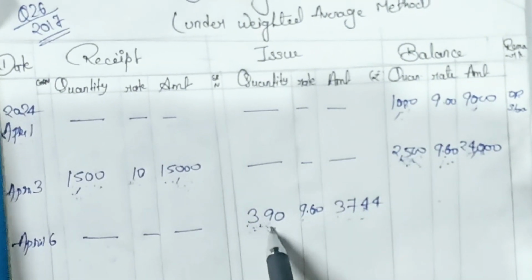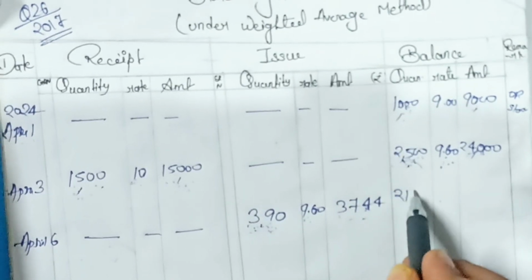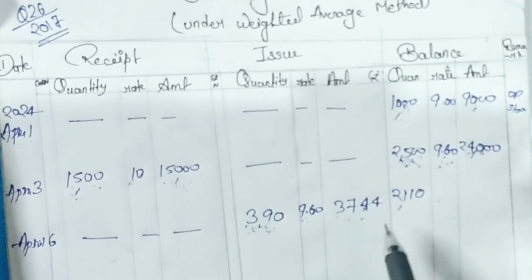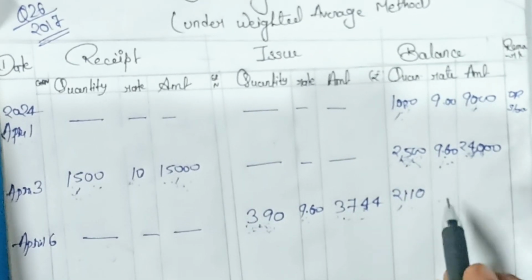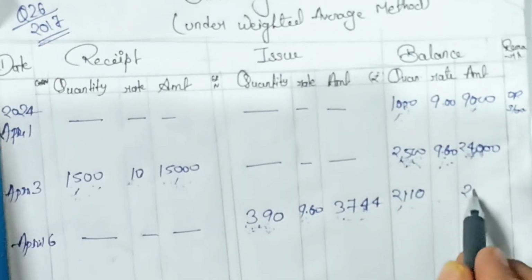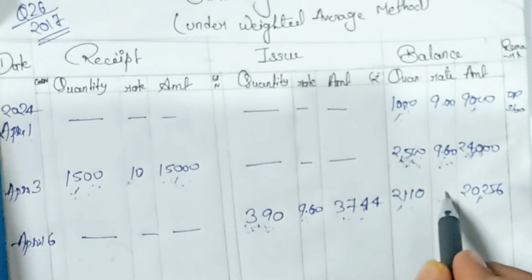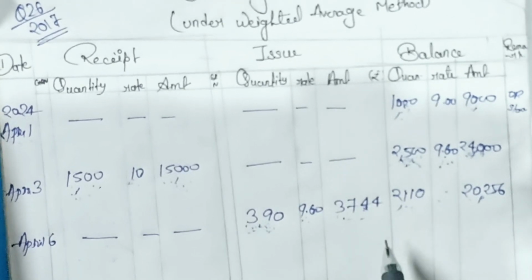Now subtract 390 from 2500. Minus 390 gives 2110. So 2110 quantity. Next, amount: write down 24,000 minus 3744, which is 20,256. Right. Now again divide this by this to get the new rate. To get the new rate, write down 20,256 divided by 2110.